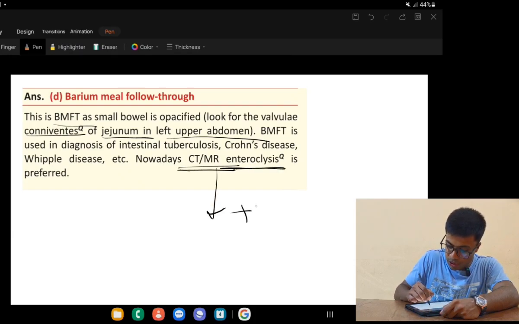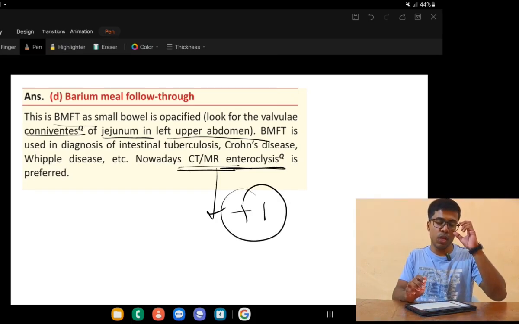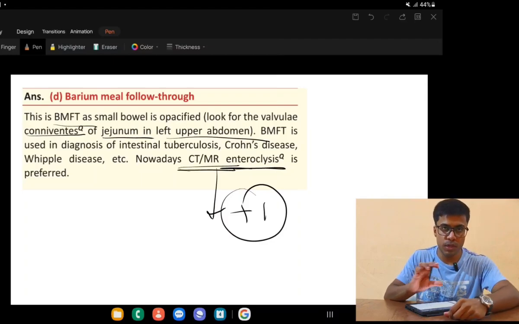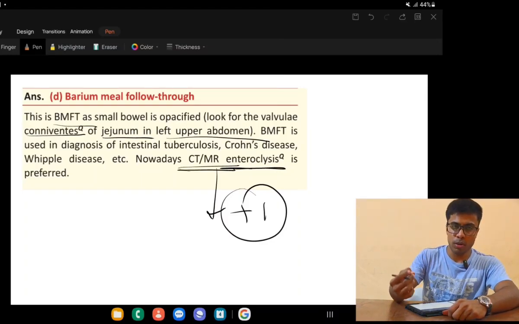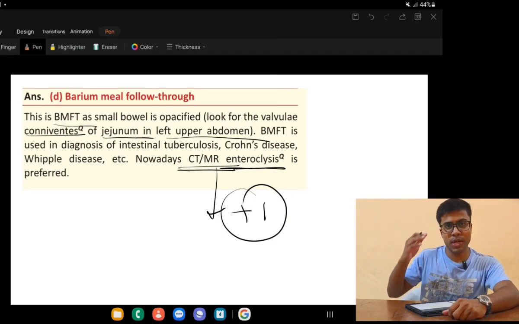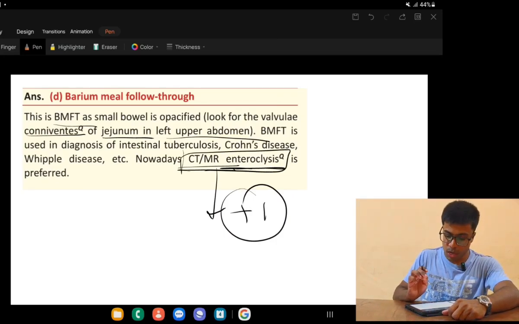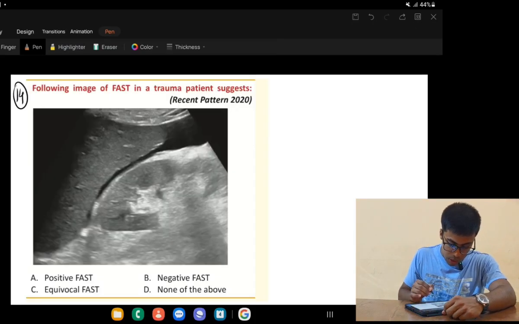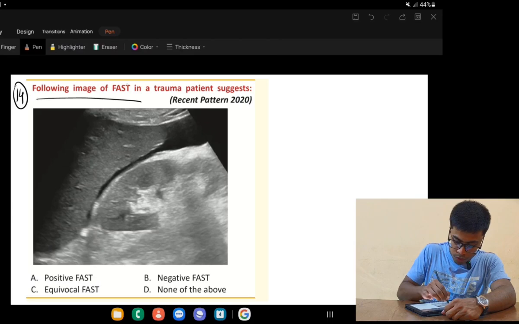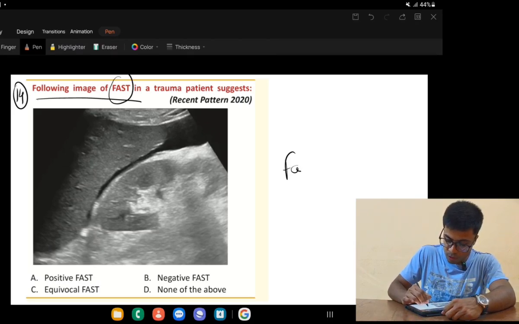This is one more addition, an MCQ we are coming to. In this type of MCQ, a longer case is given, and they will be asking for the best investigation, or what we do nowadays. This is CT or MR enteroclysis. So the next question is the following image of FAST. FAST and E-FAST they ask very often.